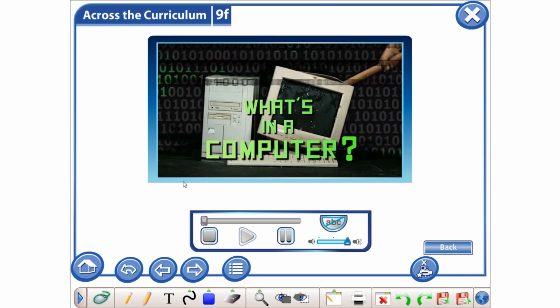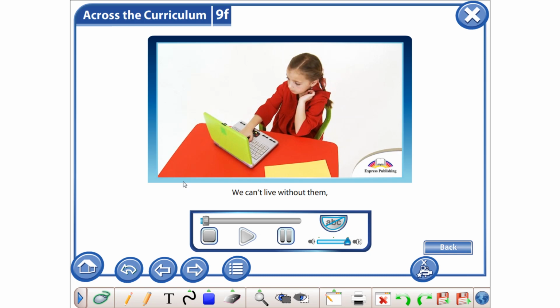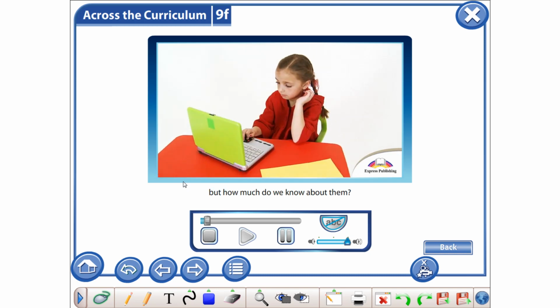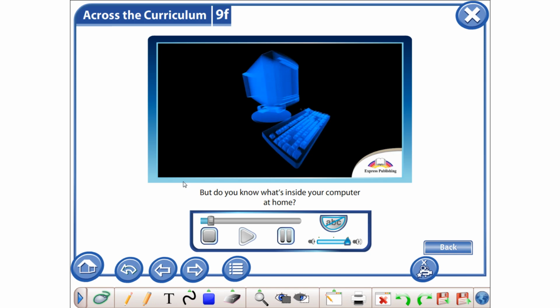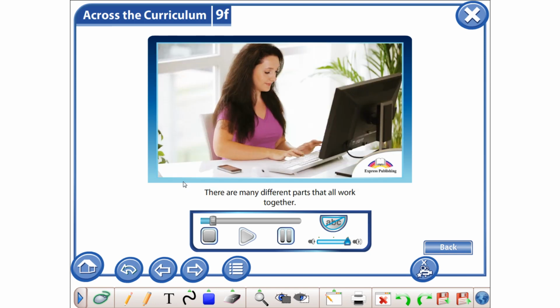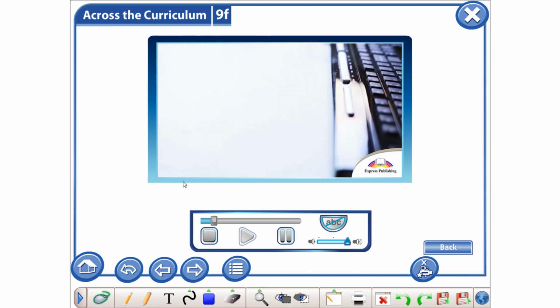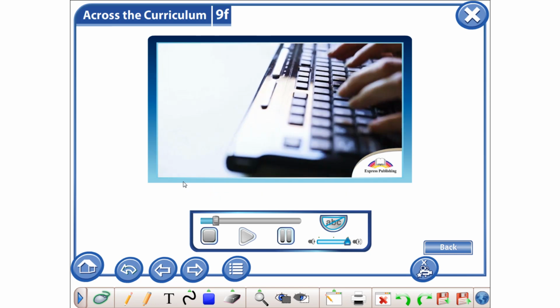What's in a computer? We can't live without them, but how much do we know about them? Computers have totally changed the way we communicate, learn, and entertain ourselves. But do you know what's inside your computer at home? There are many different parts that all work together. Right now, we'll have a look at the most important ones.